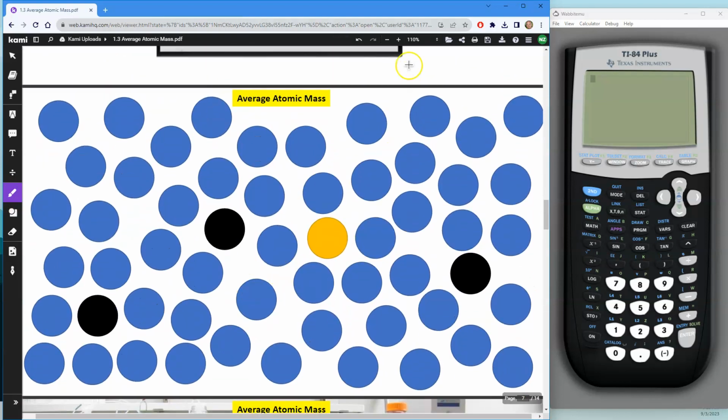Let's take a look at this particle diagram. The blue would be regular hydrogen, the black dots would be deuterium, the second one, and then tritium would be the yellow one. If you notice, there's a lot more of the blue dots than the black dots, and there are more black dots than yellow dots.